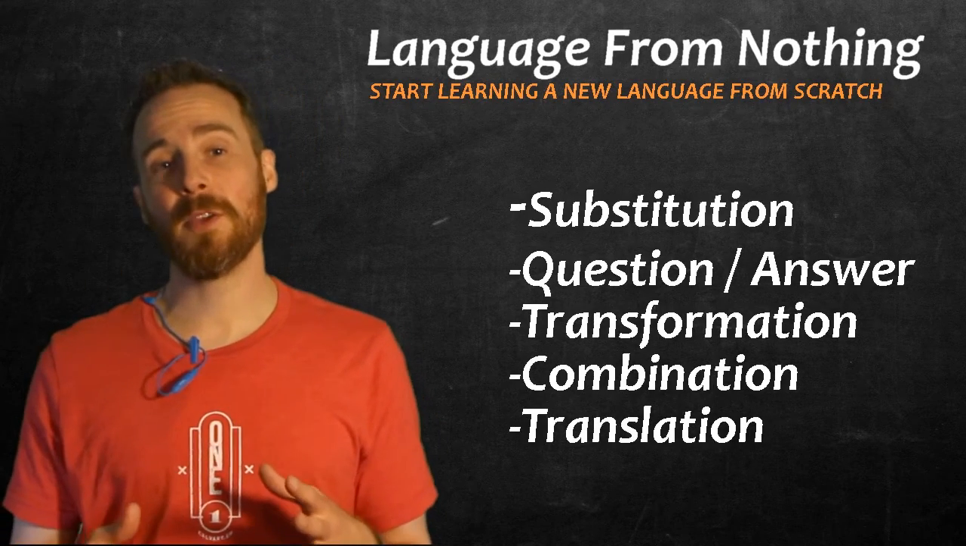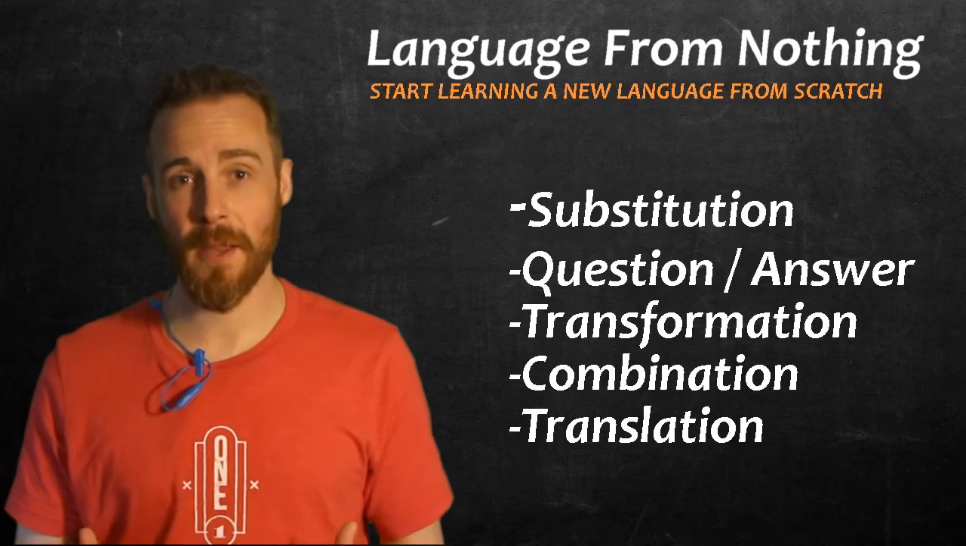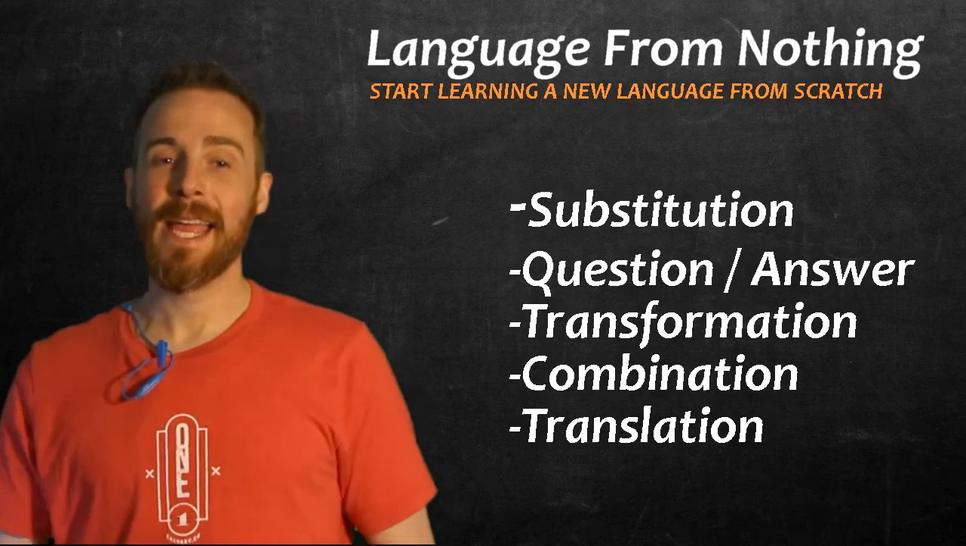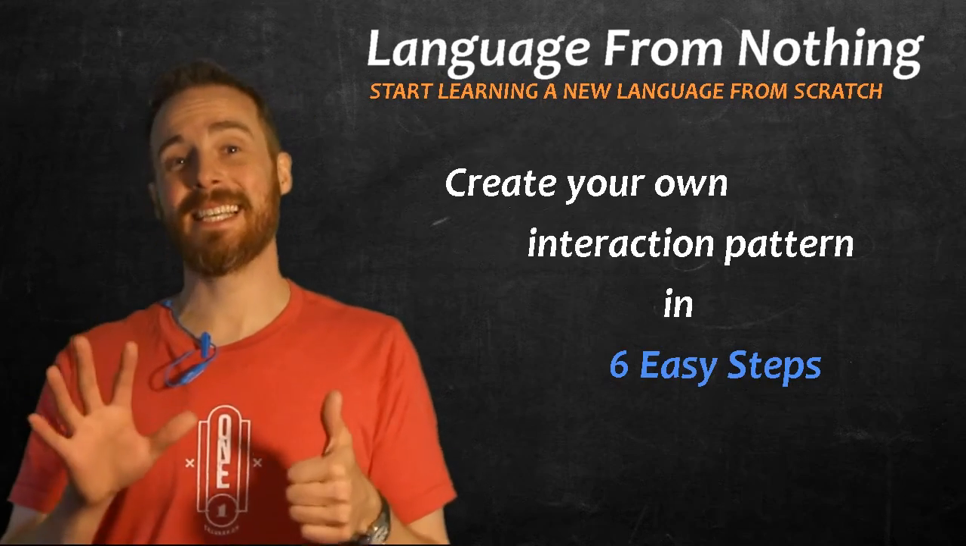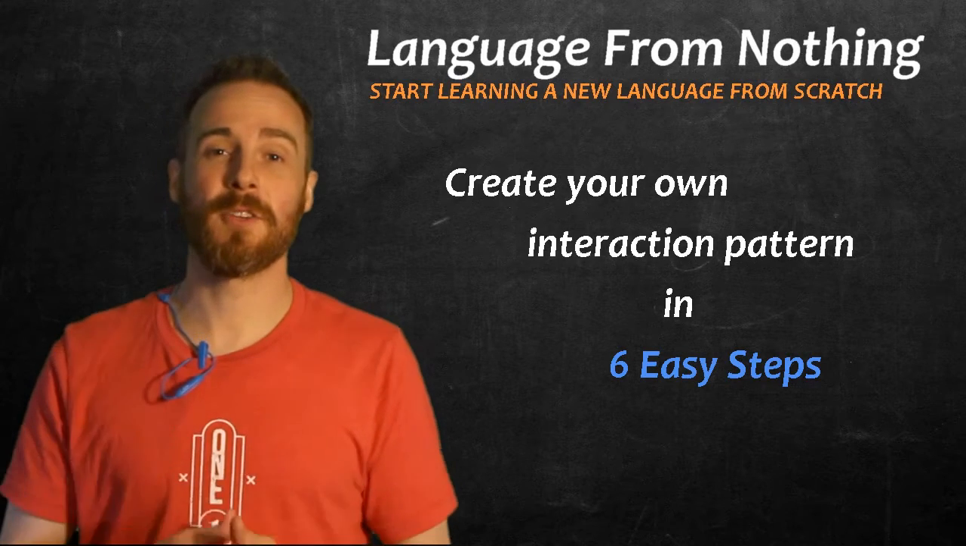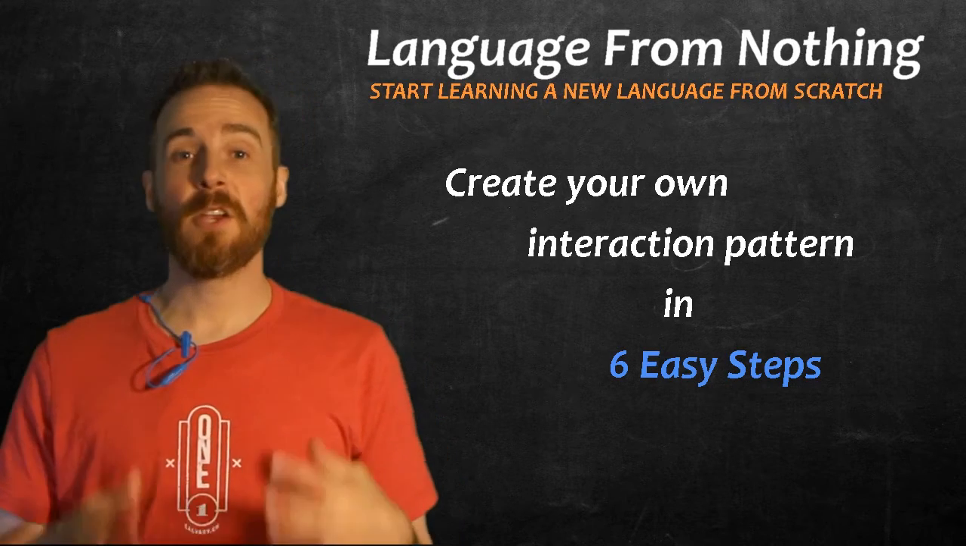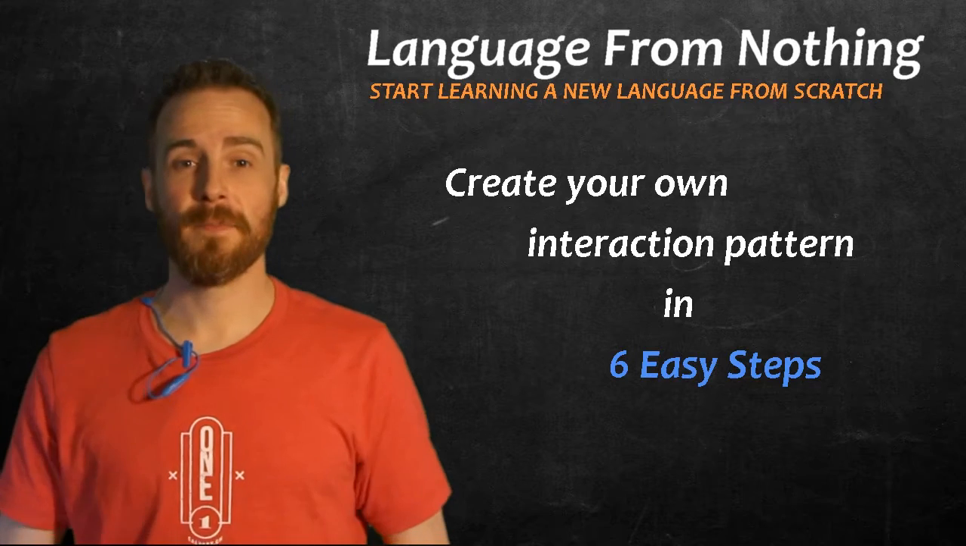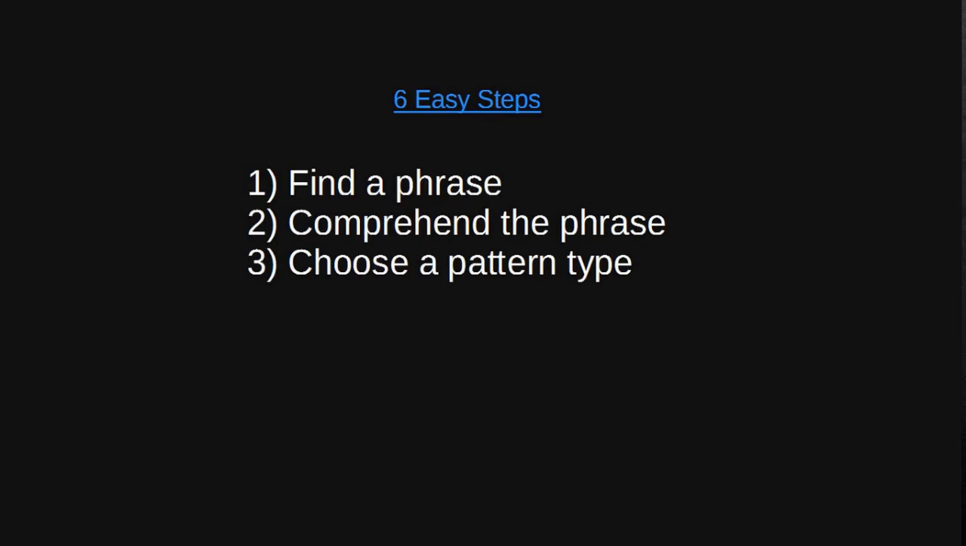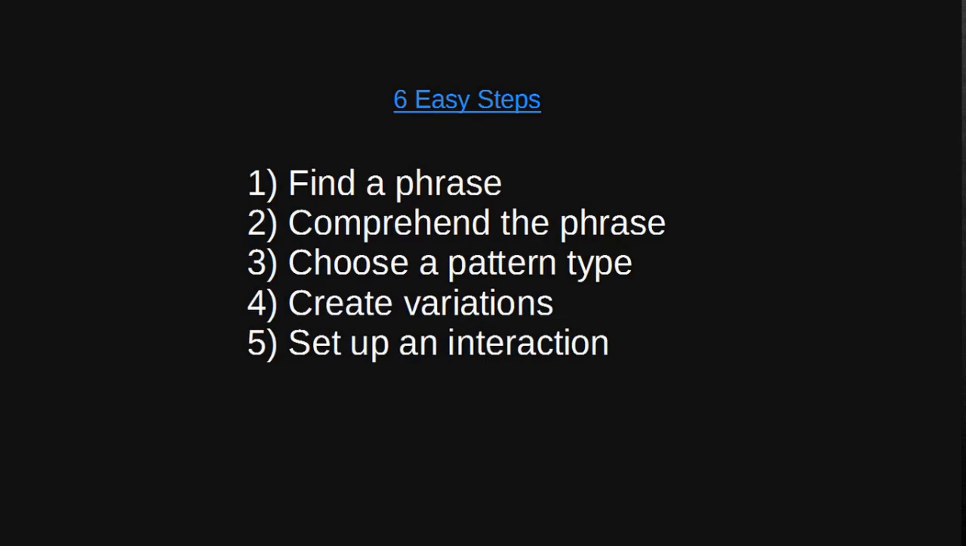But now that we're familiar with some different types of interaction patterns, let's create our own. In this video, I'm going to show you 6 easy steps you can take to create your own interaction pattern. Here's a quick overview of the 6 steps. 1. Find a phrase. 2. Comprehend the phrase. 3. Choose a pattern type. 4. Create variations. 5. Set up an interaction. 6. Engage the interaction.